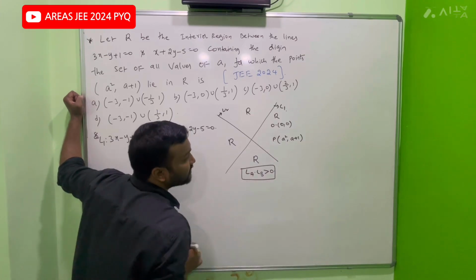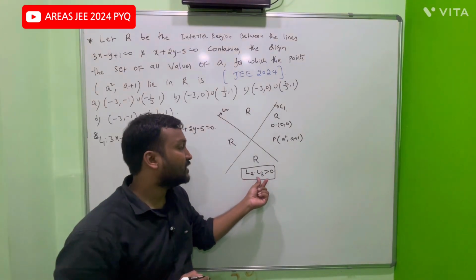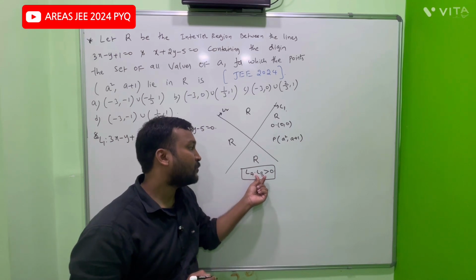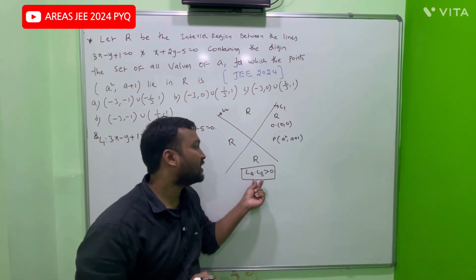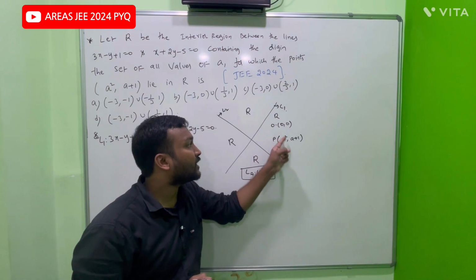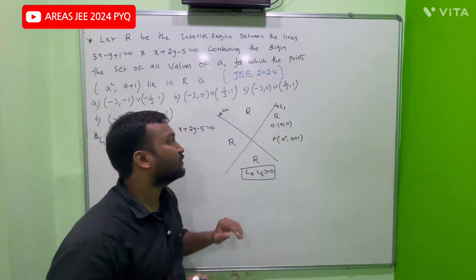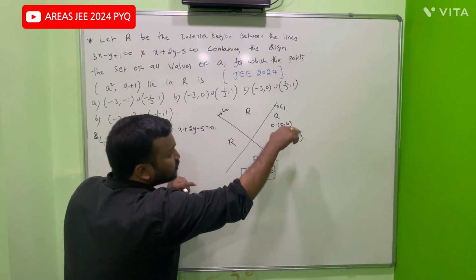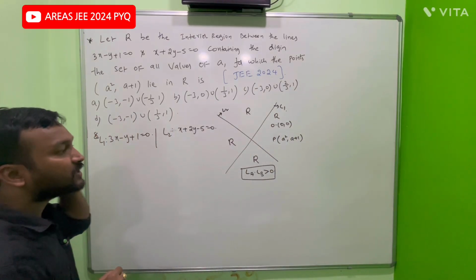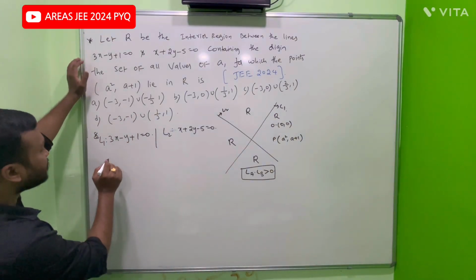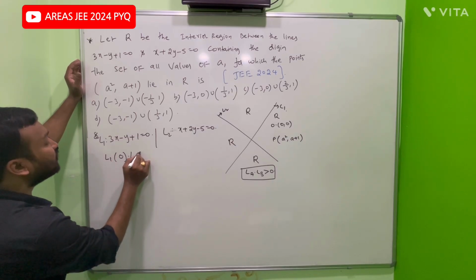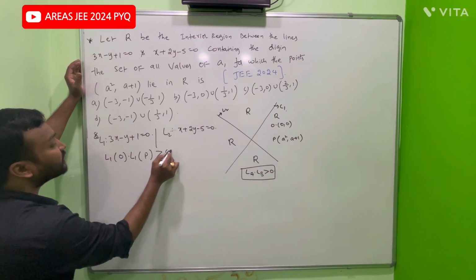We know this from straight lines: L_A into L_B is greater than 0. L_A means substitute point A in this line, and substitute point B in the same line. If the product is greater than 0, then the 2 points are on the same side. If you take this line, these 2 points are on the same side. If you take this line, these 2 points are also on the same side. First, I'll do L1: L1 of origin into L1 of point P is greater than 0.